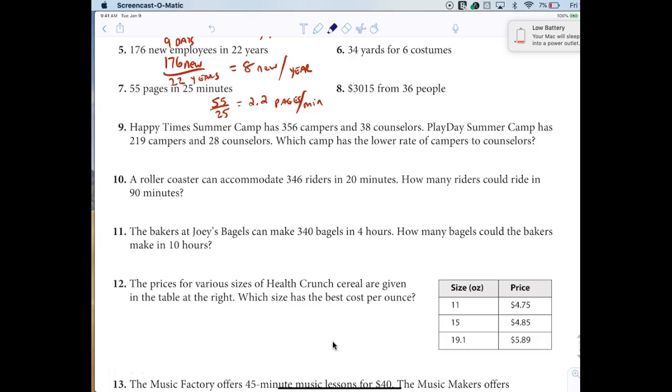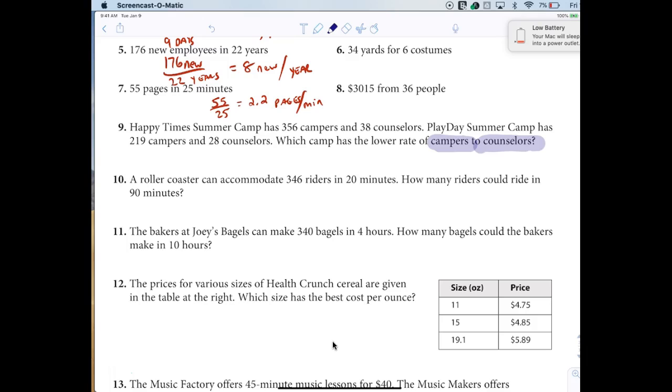It's easy. Some people never understand which one to divide first. So how do I know which one to divide first? Tell me. You divide the number of campers. Why? Because there's more campers. Nope, that has nothing to do with it. Well, when it says the rate of campers to counselors. Exactly. Campers is first. Counselors is second. So you write the campers divided by the counselors. That's how simple it is.